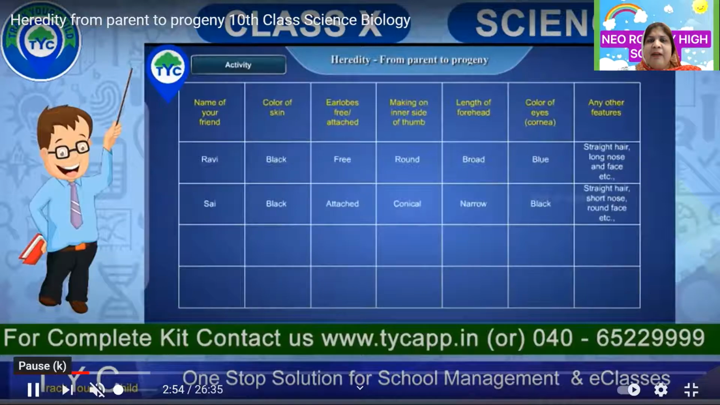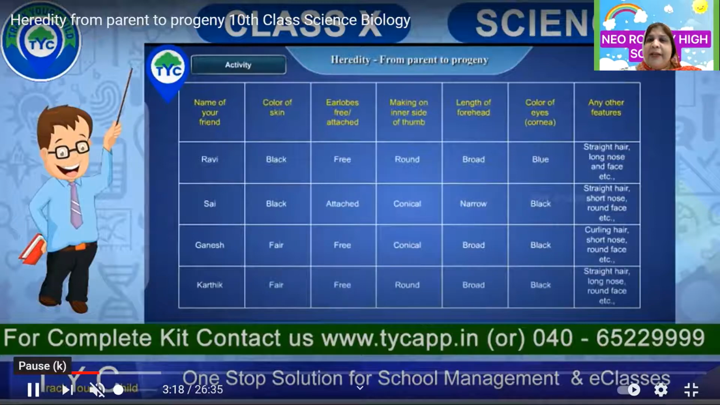So anything you can pick up. For example, here he has given some samples, but I don't want you to just copy these samples. You have to see that this is how you have to make a list of it, and tell us what you found, how you found it. Like here he's saying Ganesh's skin color is fair and his earlobes are free. His inner thumb is conical, the inner side of the thumb is conical.